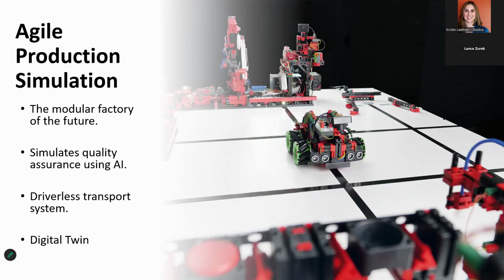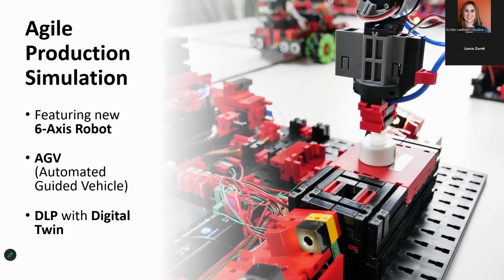It's designed to simulate processes such as quality assurance using artificial intelligence, AI. It includes the functioning of a driverless transport system, and it also replicates automated processes on a small scale from the receipt of goods into the system to modular production to quality assurance. The model includes several features not previously available in the fischertechnik simulation line, including an automated guided vehicle, as I touched on before, and a six-axis robot.